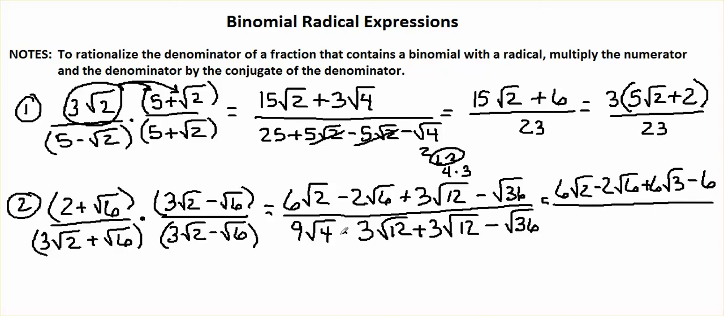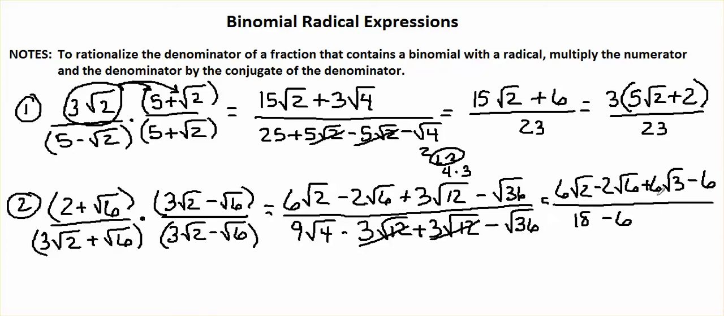Let's go ahead and work on the bottom. The square root of 4 is 2. 2 times 9 is 18. Negative 3 radical 12 plus 3 radical 12, they cancel out. And then we have radical 36, which is just 6.